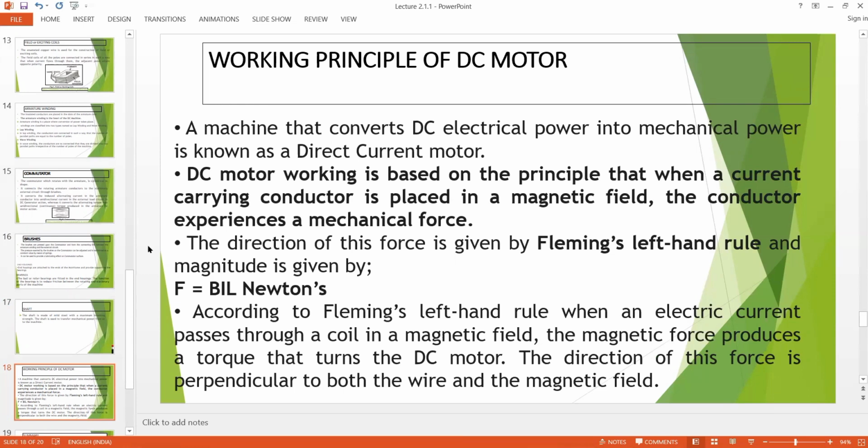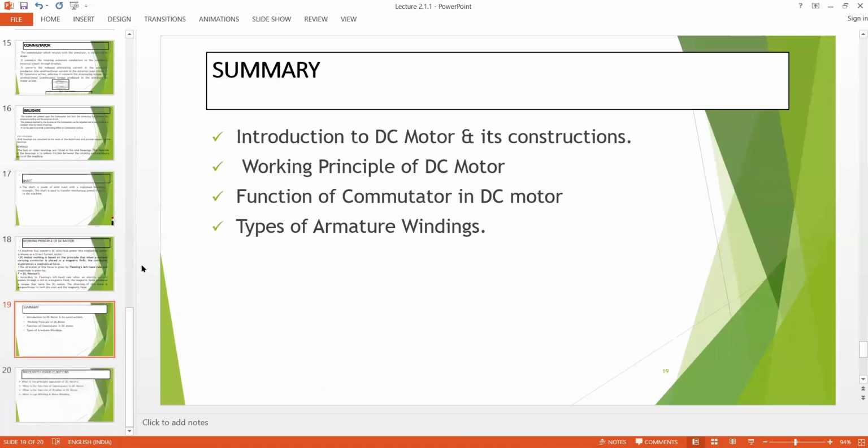Remember, for a generator, it will move like this, Fleming's right-hand rule, and for a motor, it will move like this, in an anti-clockwise direction. So Fleming's right-hand rule is for a generator, and Fleming's left-hand rule is for a motor. As you can see, whenever a current carrying conductor is placed in a magnetic field, the magnetic force produces a torque that turns the DC motor.